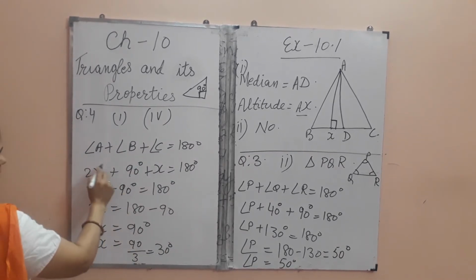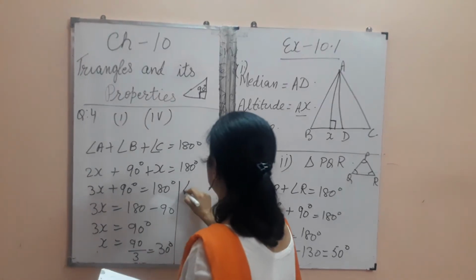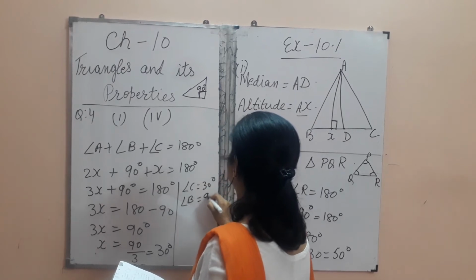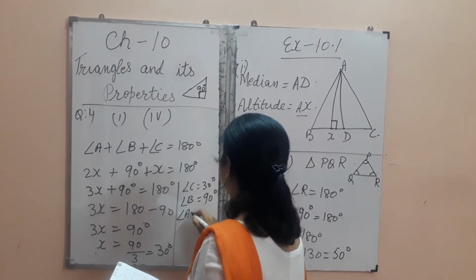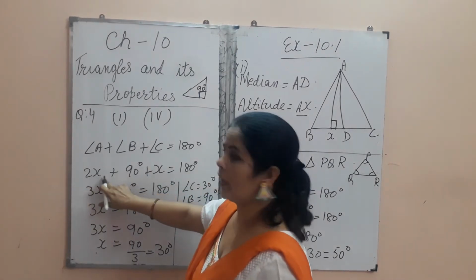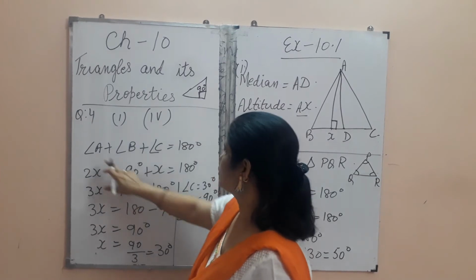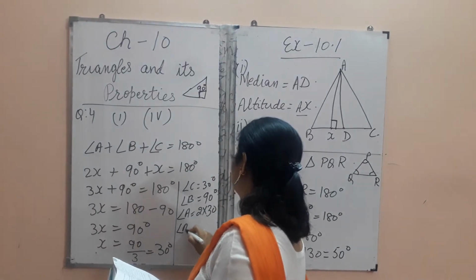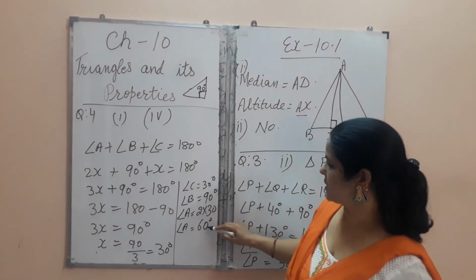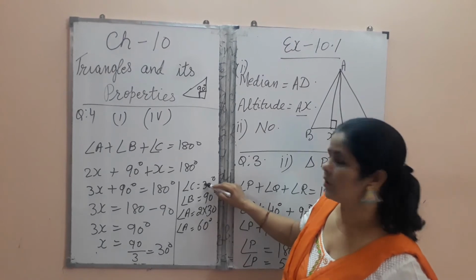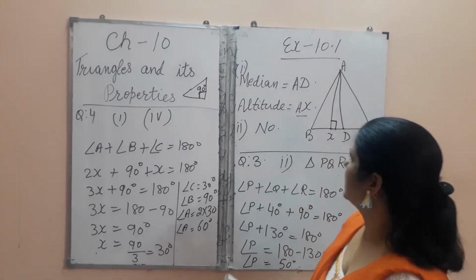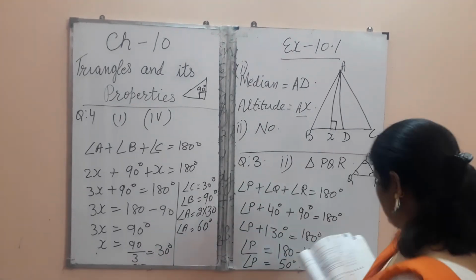So angle C is 30 degrees, angle B is 90 degrees, and angle A is equal to 2 into 30. 2x it is, no? 2 into x, and the value of x is 30, so 2 into 30. So angle A is equal to 60. So let's calculate whether all the three angles add up to 180 degrees or not. 60 plus 30, 90. 90 plus 90, 180. It means our answer is correct. Now we will solve the fourth part.